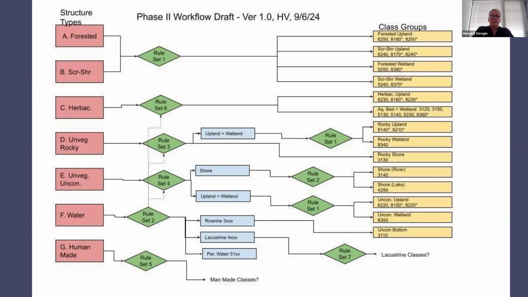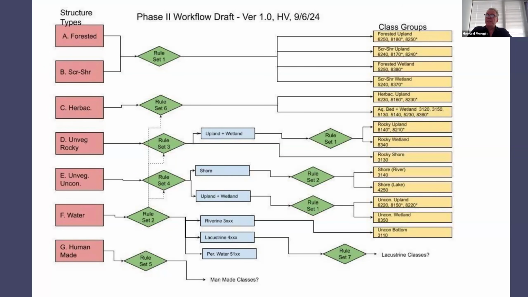So this is where phase 2 comes in. Again, what we're trying to do in the phase 2 part is to extract the NERRS classes from the structure types that came out of UNet. This is a very early draft flowchart, if you will, of the GIS rules, Geographic Information System rules, that we ultimately adopted. I don't know how many revisions we made of this. This is version 1.0. But I think we probably got to 4 or 5.